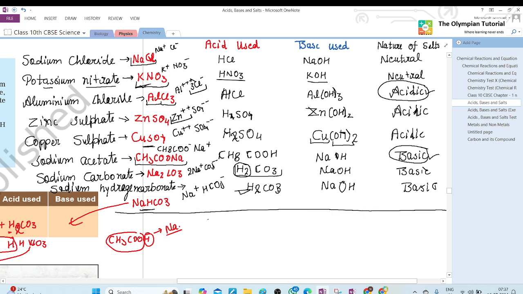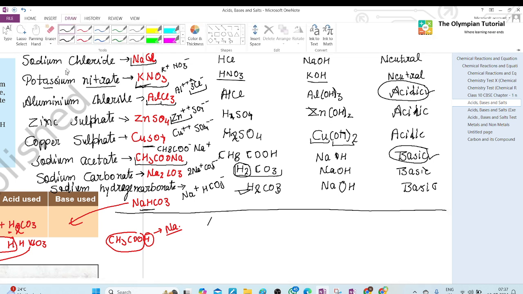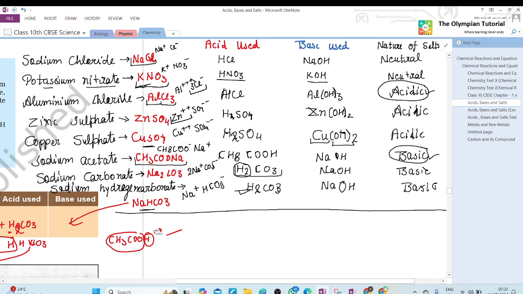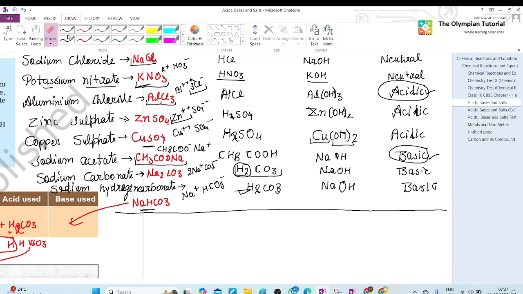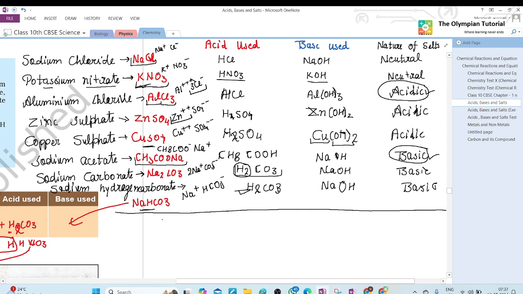Okay, friends. Here, which salts? I told you about the families of salt. You remember, having the same positive radical, so the same family. Here, can you tell me the sodium family?